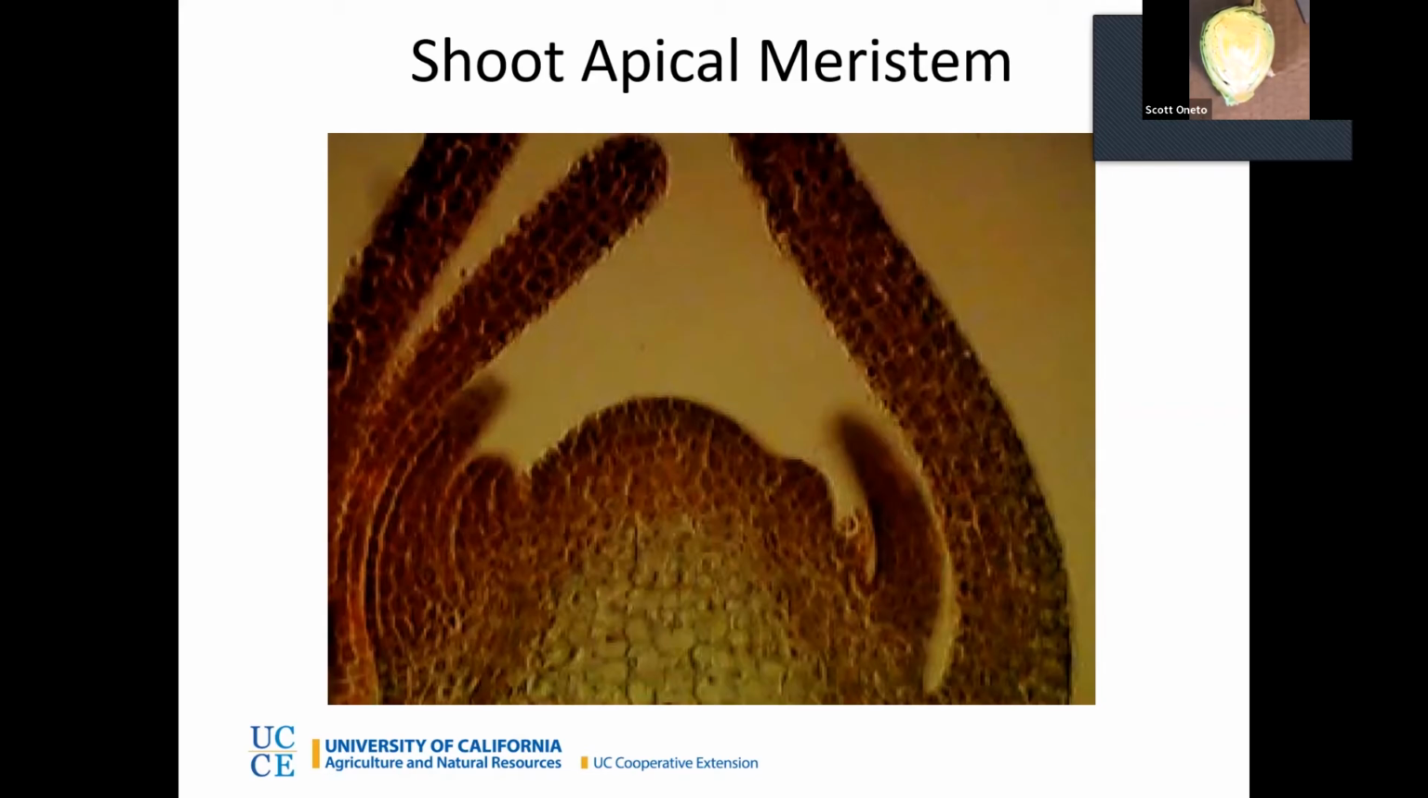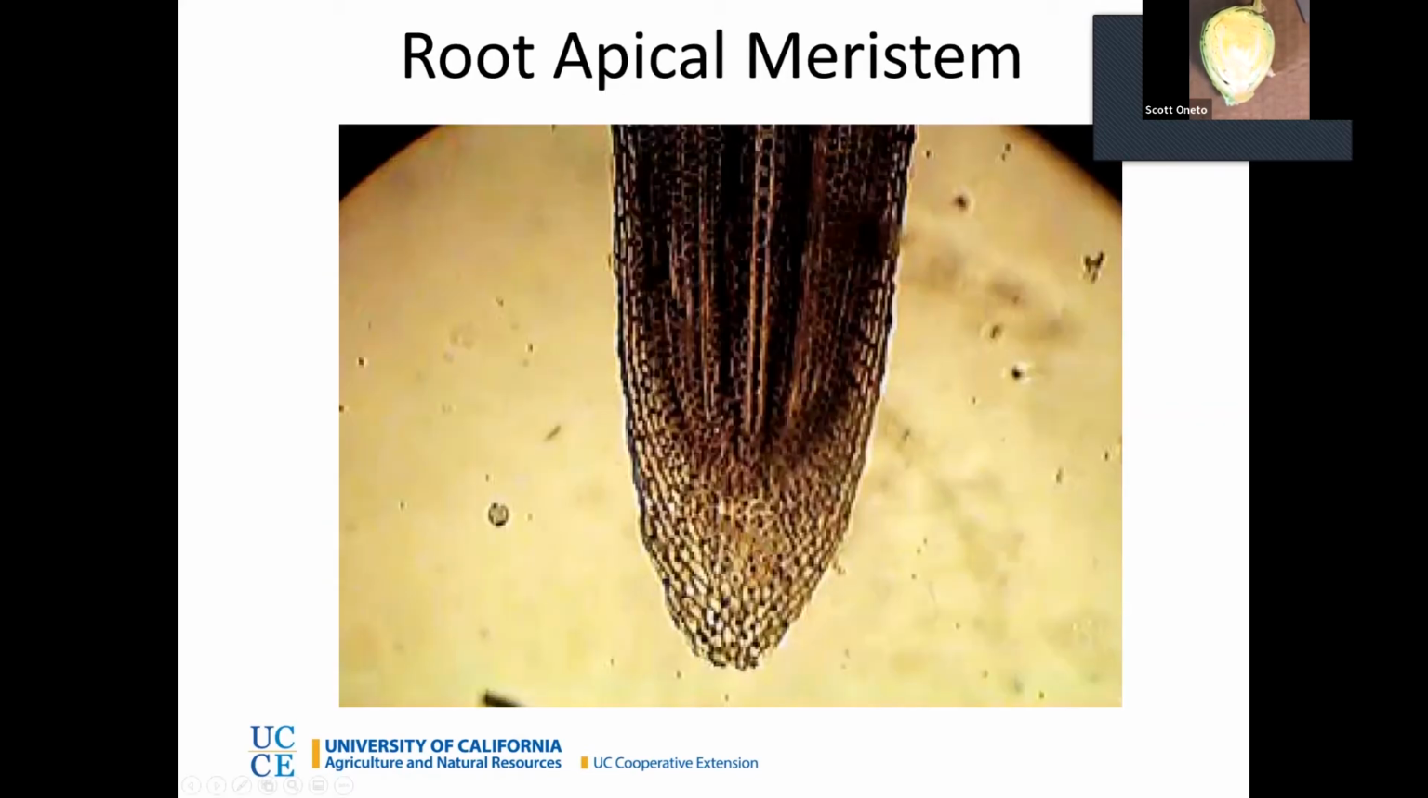And so if we go back here and look at the roots, the same sort of thing is happening. So this is just the tip of a carrot root and just tucked in back from the root tip. So we have the root tip down here, and then just up from the root tip, basically where this color transition occurs is, of course, the root apical meristem. And so again, that is where cell division is taking place.